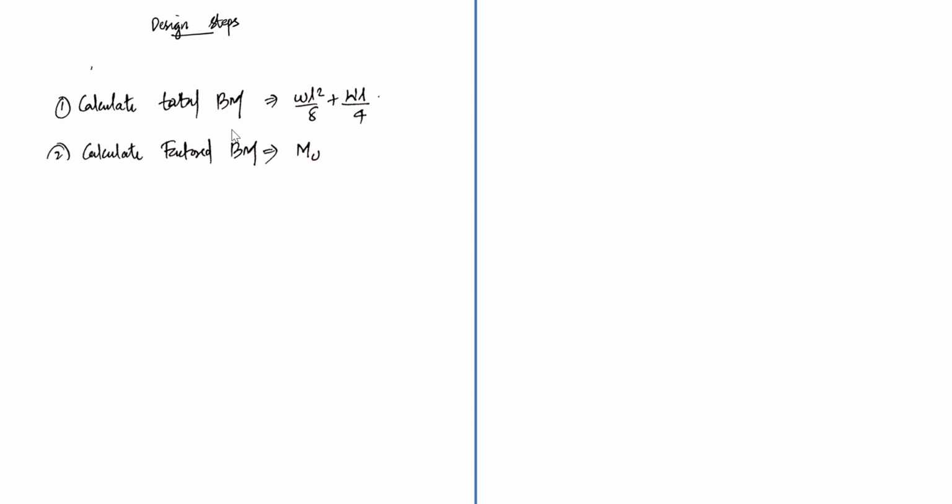Calculate the total bending moment based on the load given. You need to calculate the total load, that is your dead load and live load acting on the beam. And if there is a concentrated load, you need to calculate the bending moment accordingly. That is, you will get the total bending moment as WL square by 8 due to your UDL, plus WL by 4 if it is a concentrated load.